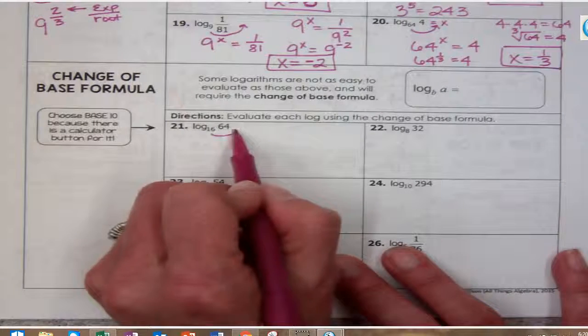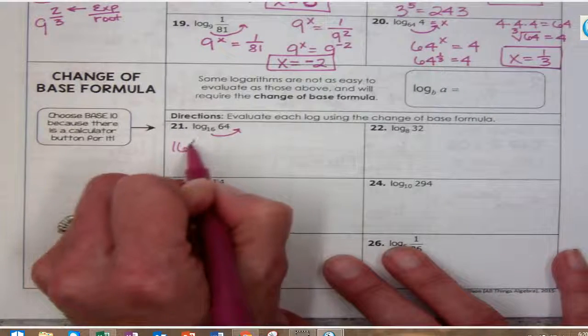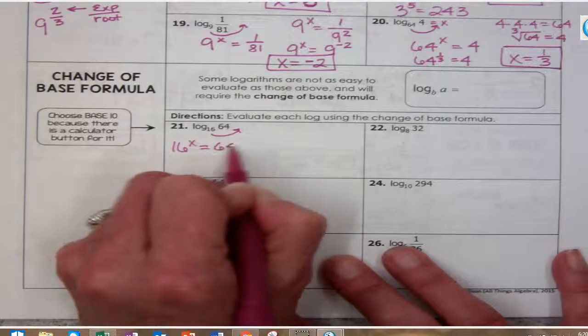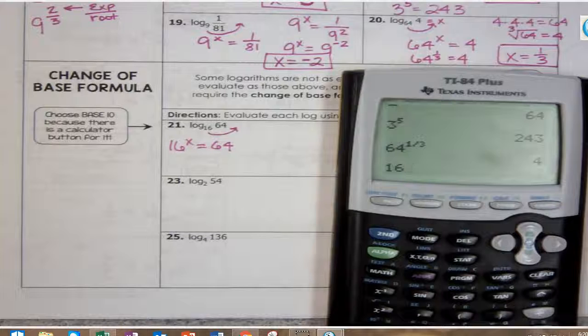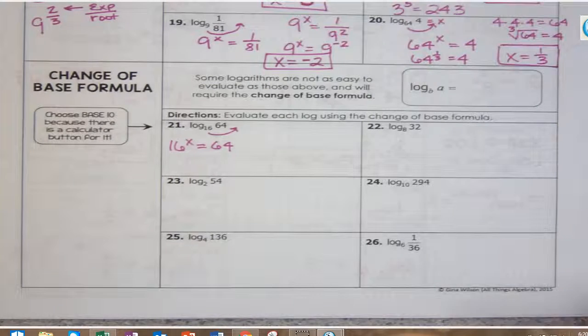So 16 raised to the x power equals 64. Well, if I raise 16 to the 1 power, I'm going to get 16. 16 raised to the second power, I'm going to get 256. So it has to be somewhere between 1 and 2. It's going to be a fraction or a decimal. So I don't know how to get that, and I certainly don't know that off the top of my head.